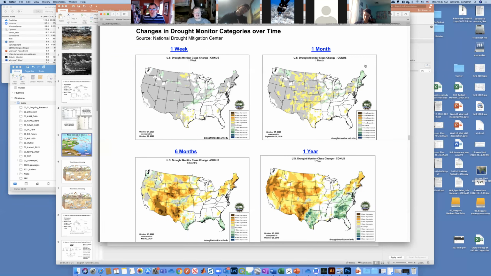This is just the update for the U.S. Drought Monitor. Gray means there's been no change in the drought class in the last week. Yellow colors mean an area has gotten drier, and green colors mean an area has gotten wetter. These maps show that we still have a lot of drought in the western half of the United States.